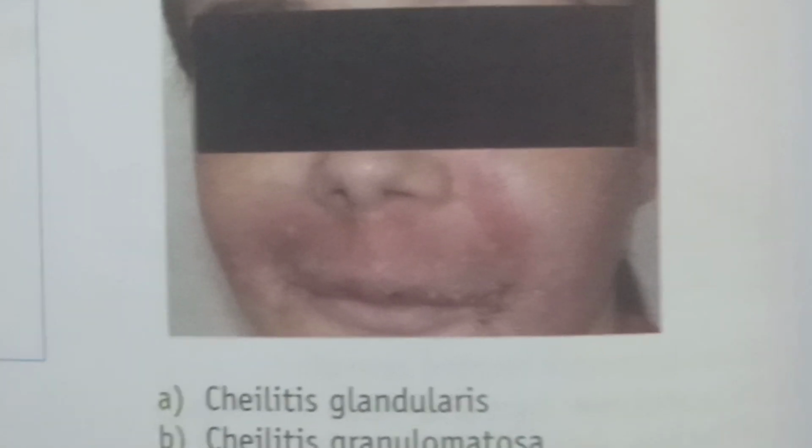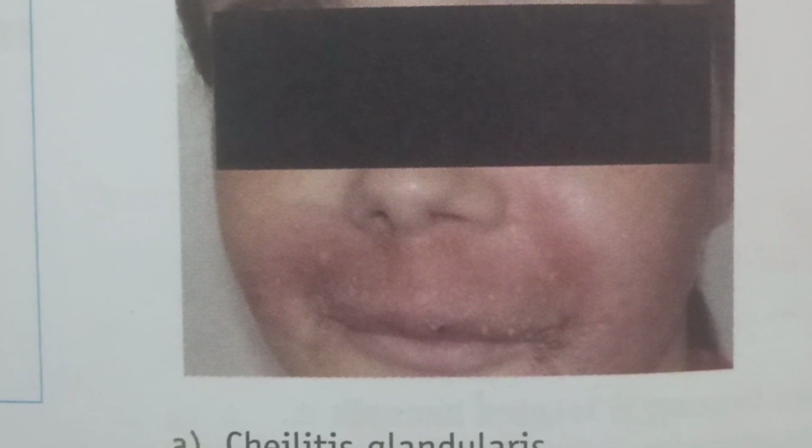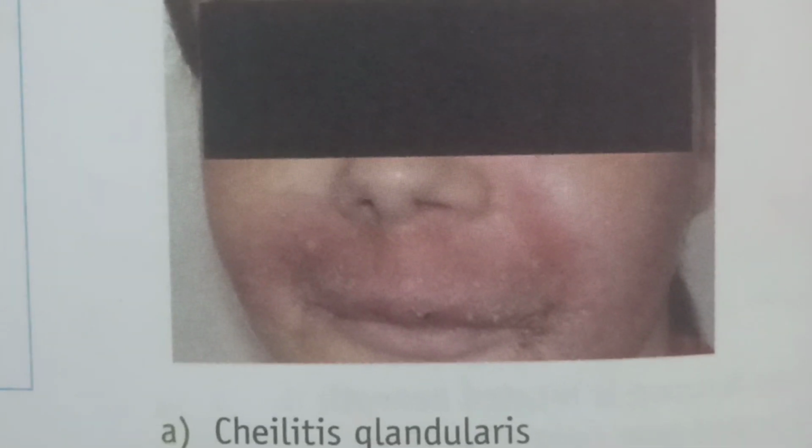Identify the following. You can see the condition here. Redness around the lips, some whitish discoloration also is there. I think there is a nodule kind of thing. The options are cheilitis glandularis, cheilitis granulomatosa, actinic cheilitis, angular cheilitis. So in my opinion it must be cheilitis granulomatosa. Yes, this is the answer, cheilitis granulomatosa.